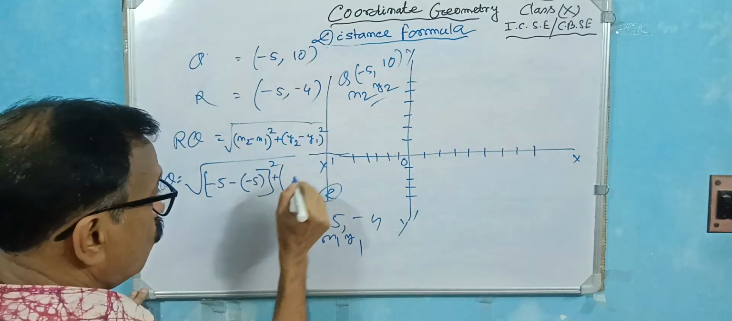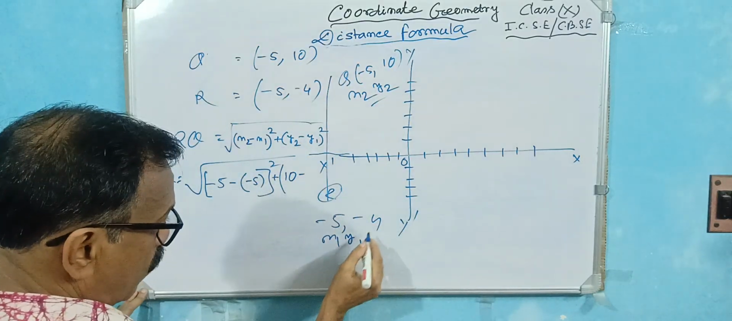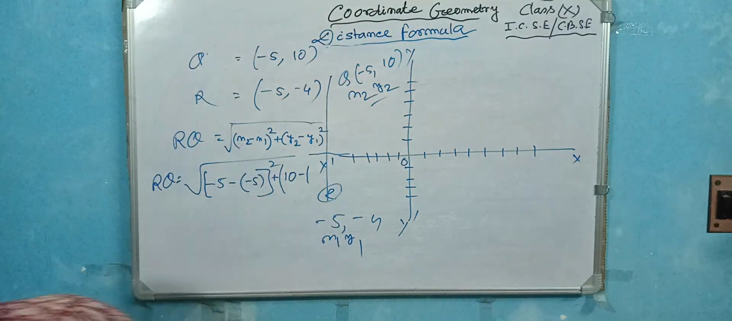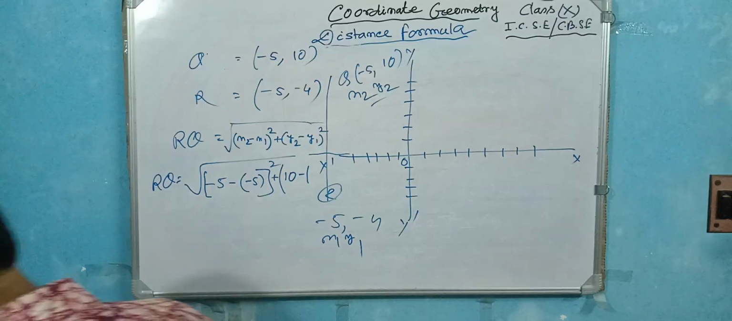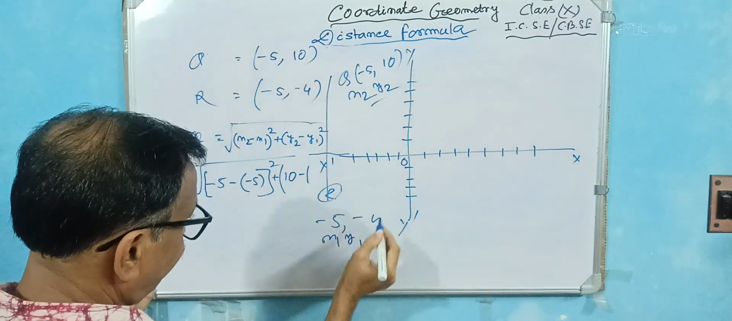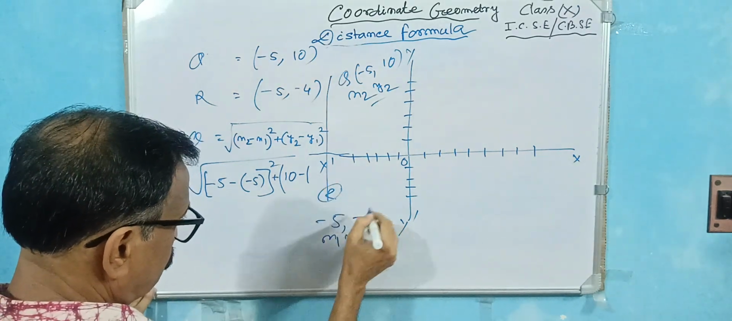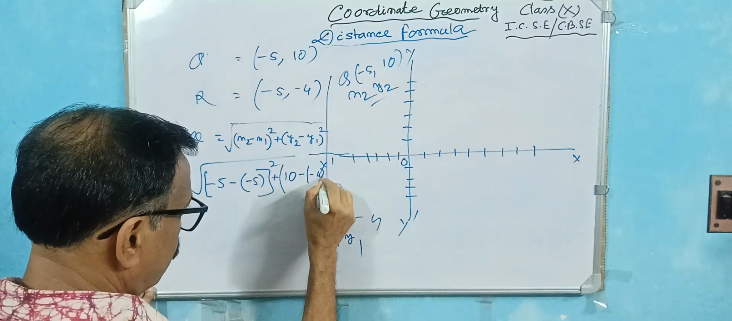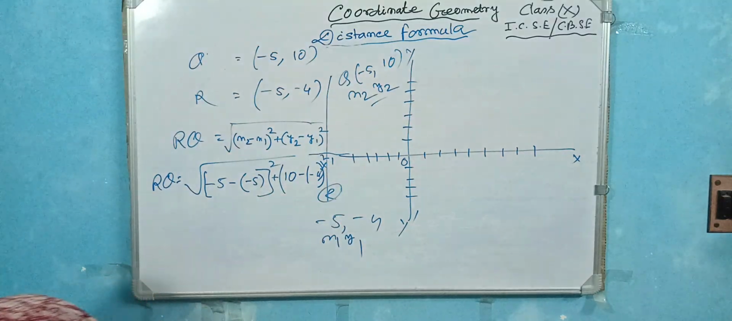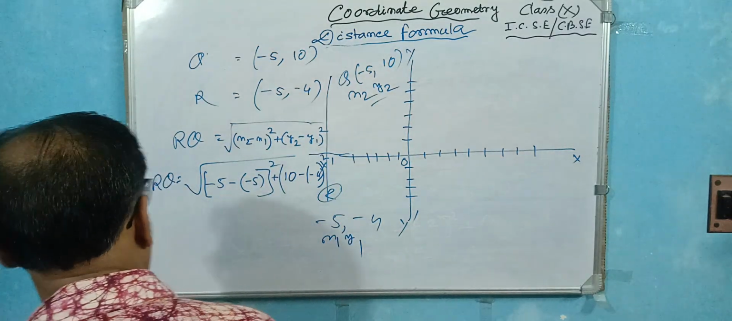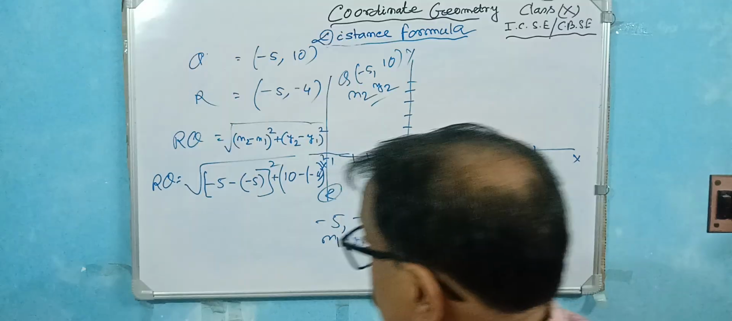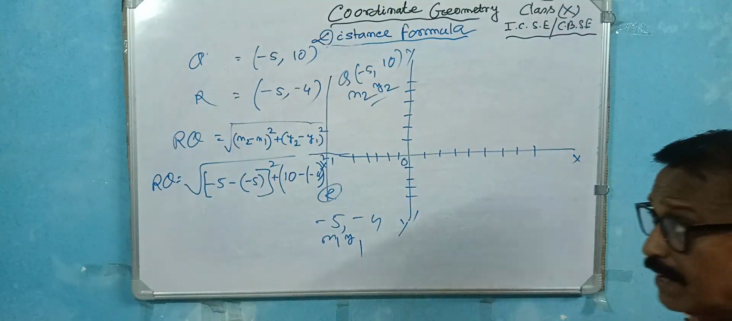So y2 is 10, minus y1, is in brackets. Again use the brackets. y2 minus y1, this is minus 4, this is squared. Is it clear? Is it clear to you? Clear? Now solve.